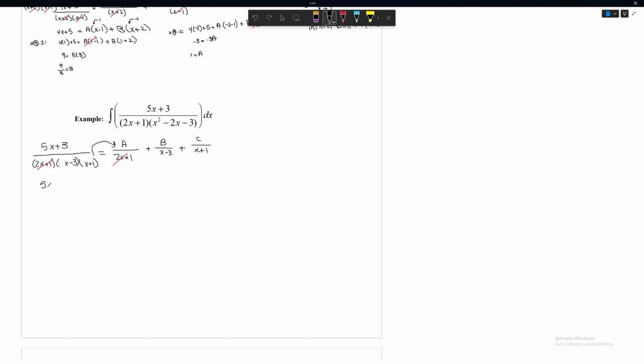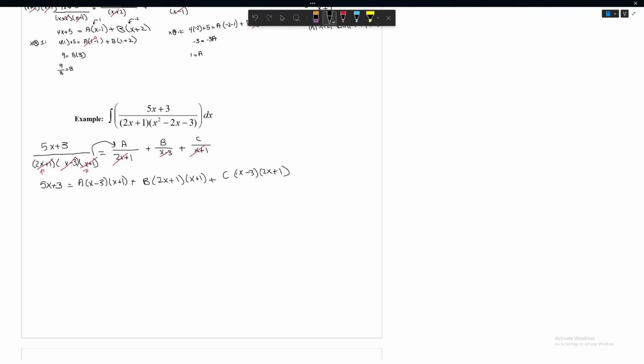So I will get 5x plus 3 equals, so these two cancel out, I'll get a left with these two, right? Plus my b, when I cross multiply this, will cancel out with this, and I'll get these two left. So that will be b, and x plus 1. And now when I cross multiply, my x plus 1 will cancel out with this, and my c will get these two. All right, so plus c, and then we'll get x minus 3 and 2x plus 1.